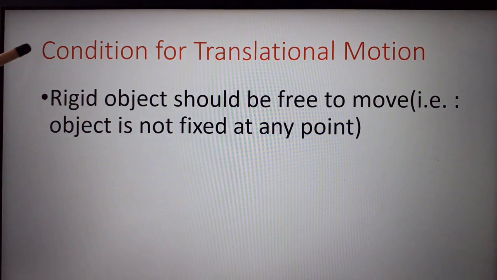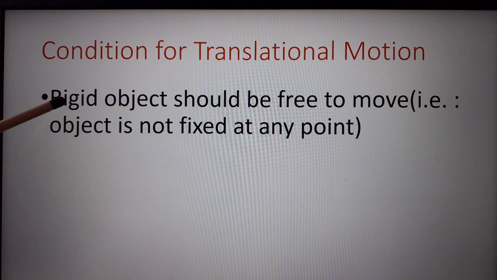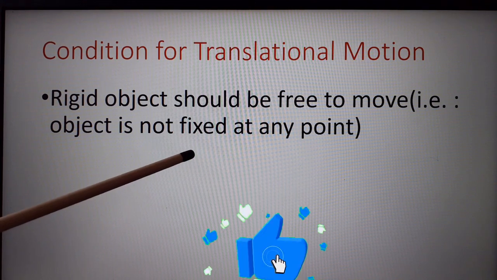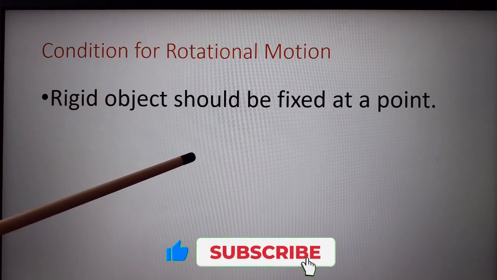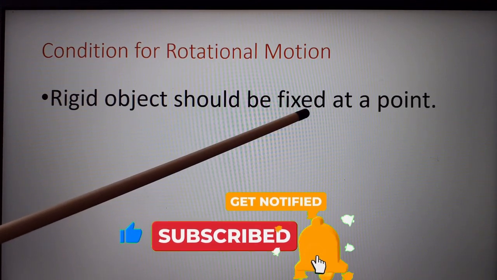Then, what are the conditions for translational and rotational motion? So the condition for translational motion is that the rigid object should be free to move. Free to move means it should not be fixed at a point, right? And the condition for rotational motion is that the object should be fixed at a point.